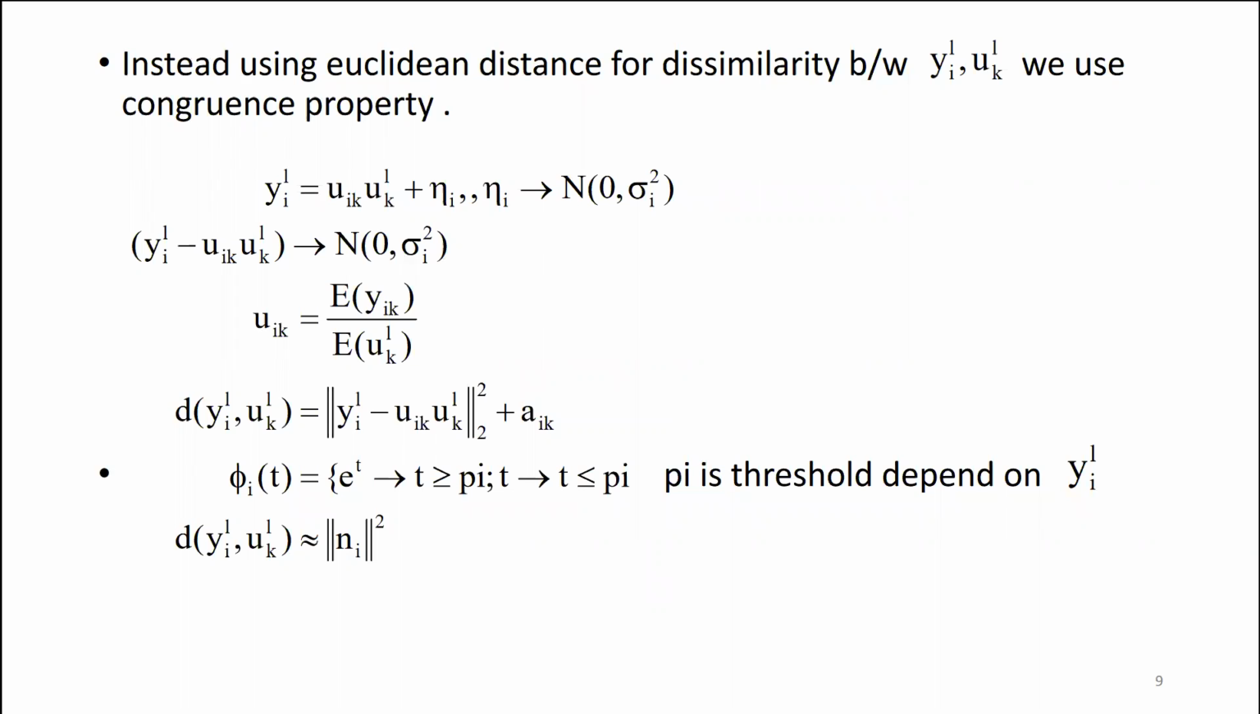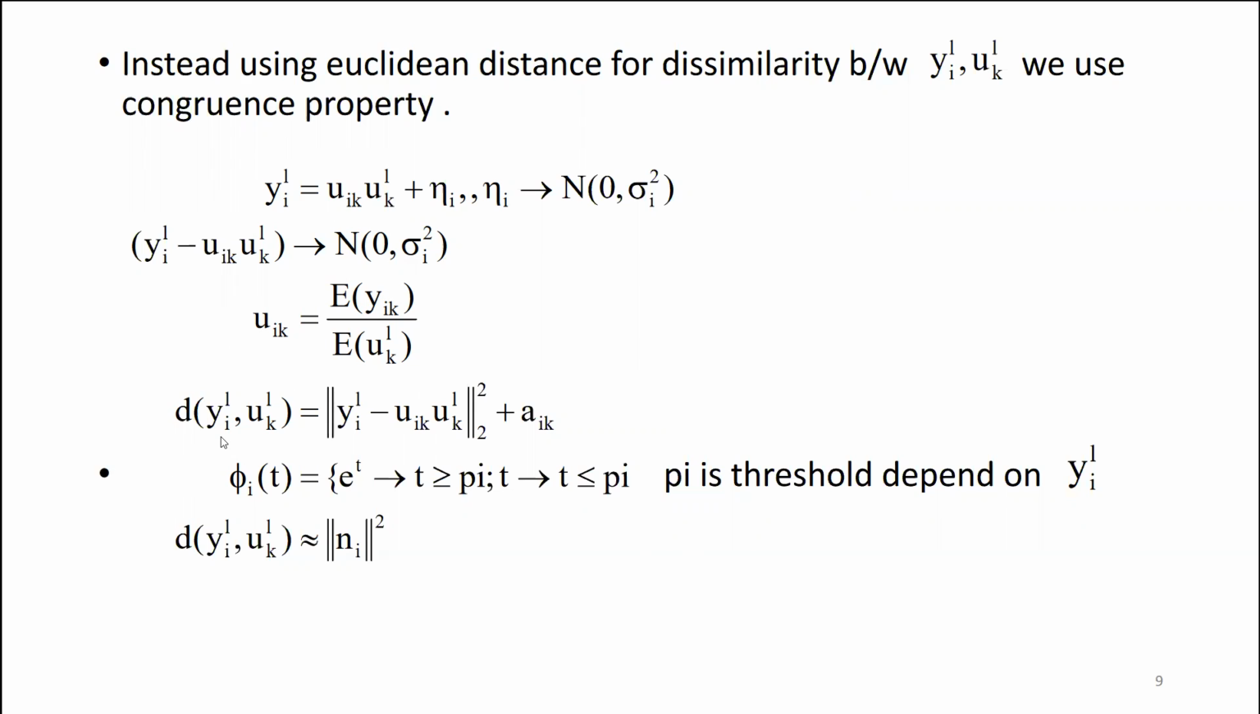In order to find the dissimilarity between these two, we can use the Euclidean distance property or the congruence property. Here we are using the congruence property because the Euclidean distance property may not be effective due to the addition of noise. But the congruence property says that if x1 equals u x2, we can easily say that these are congruent. So we can find the expected value through this method.